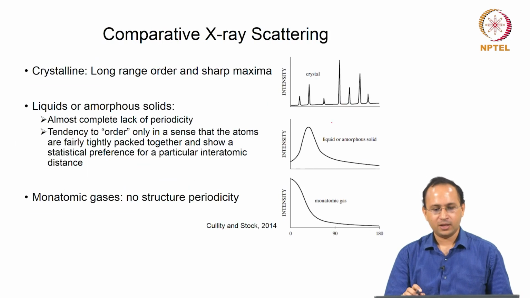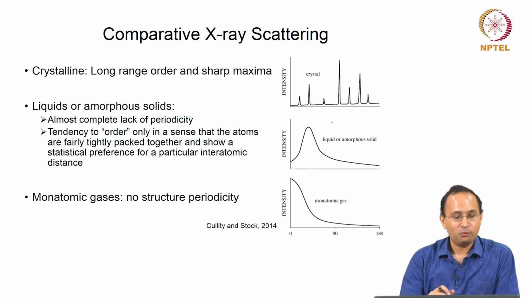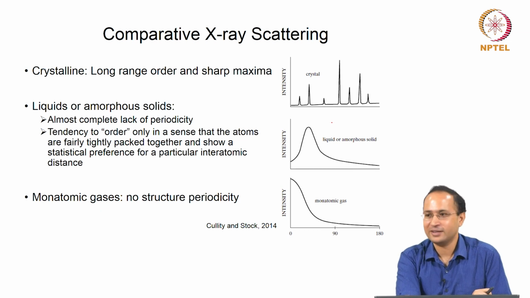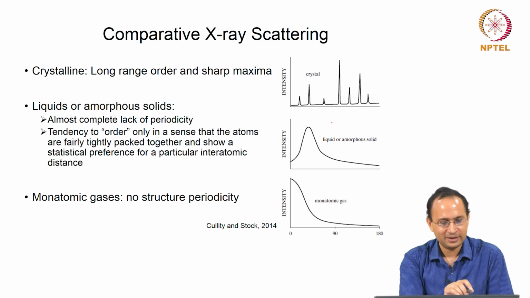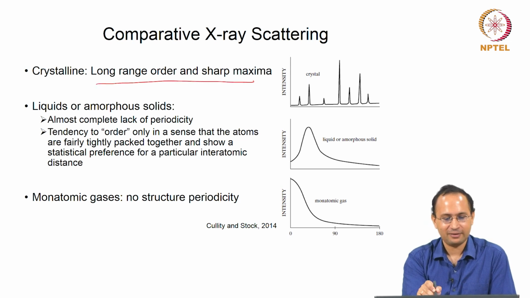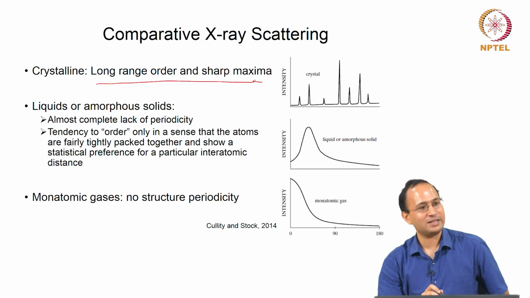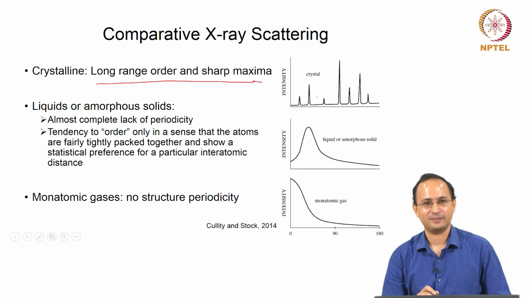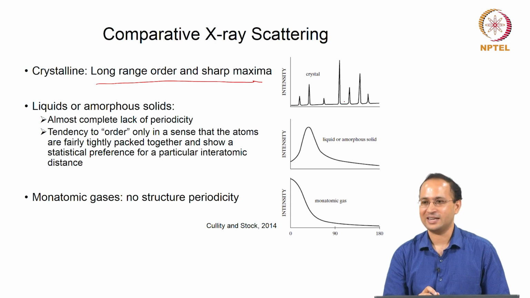Okay. So, why do we use X-rays? X-rays are used to understand crystalline materials. You see, crystalline materials have long range order, right. So, you get these sharp peaks, right. Wherever the Bragg's condition is satisfied, you will get a peak obviously, and you will have a difference in the intensity. That is very characteristic of a crystal, okay.